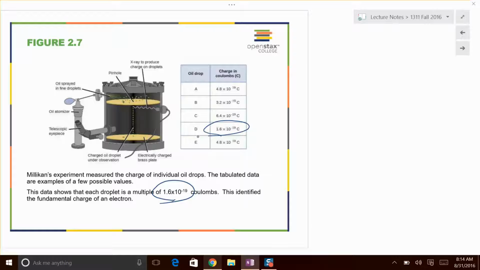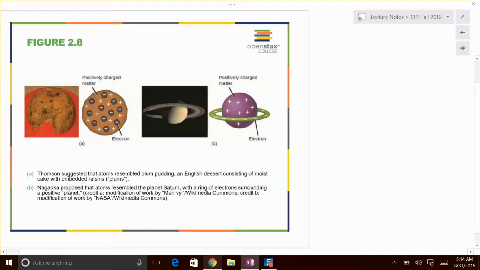This is how much a single electron, the charge of it, he's discovering that charge. Okay? So that's what he discovered, that fundamental charge.